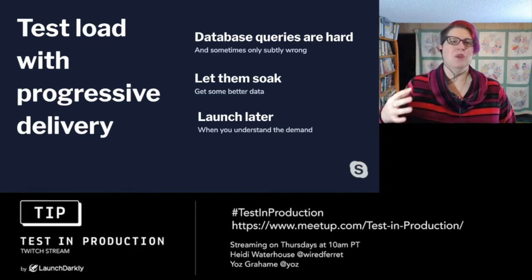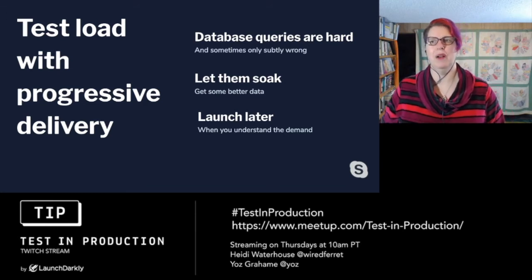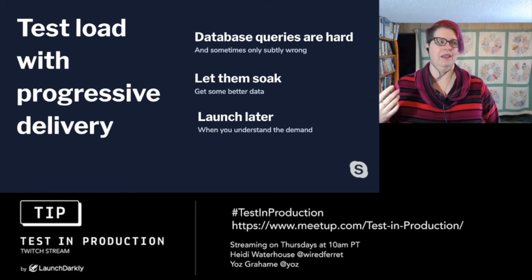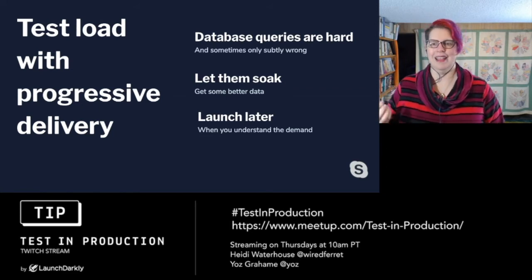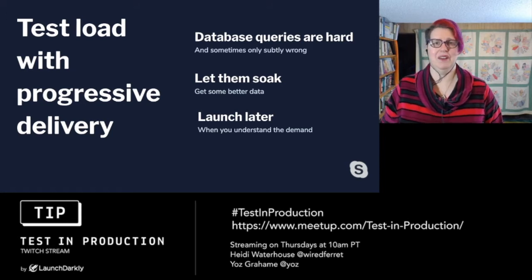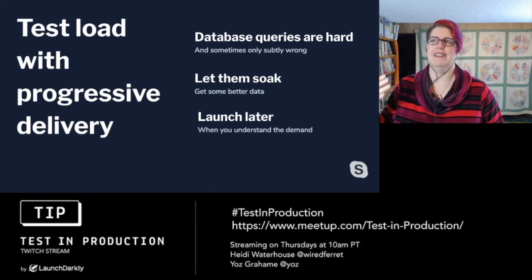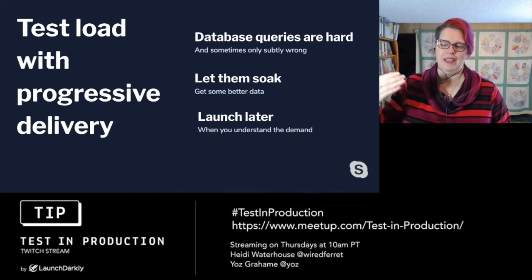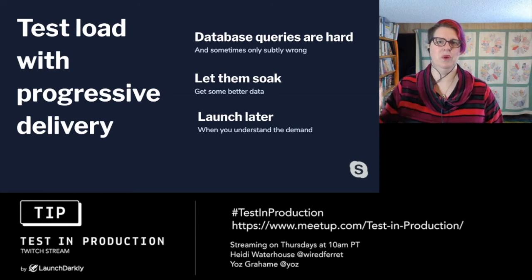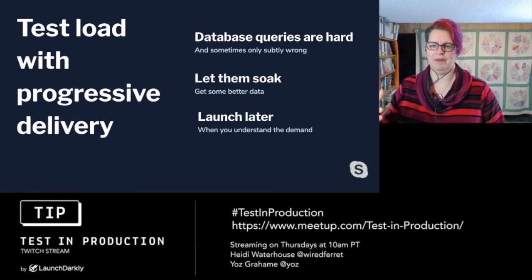You also want to let new features soak. It gives you better data about how they're being adopted and unexpected side effects and things that you can't anticipate until it gets out in the real world. But if you're doing progressive delivery, it gives you a chance to understand, oh, at 10%, we started having some weird spikes. Let's look at that and see if it's something we can fix.